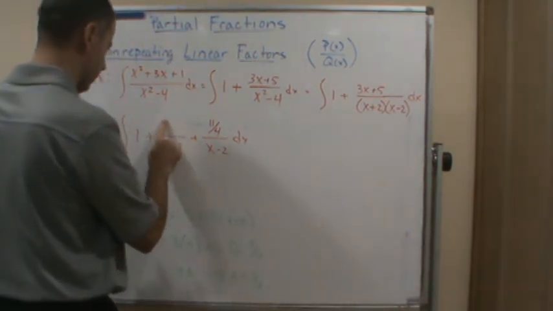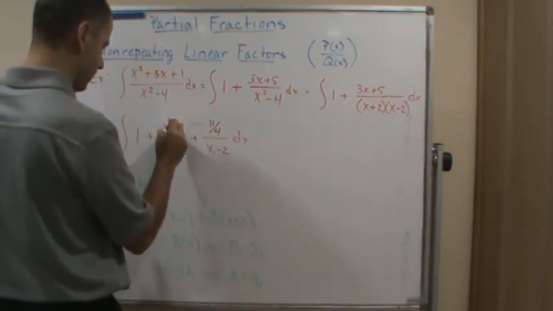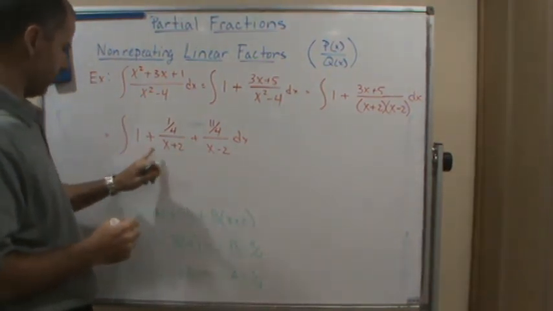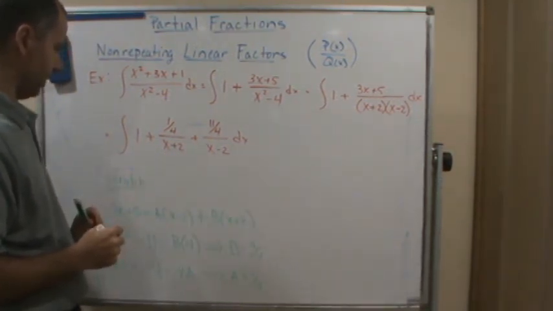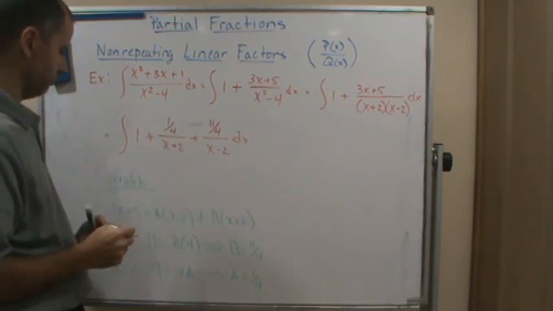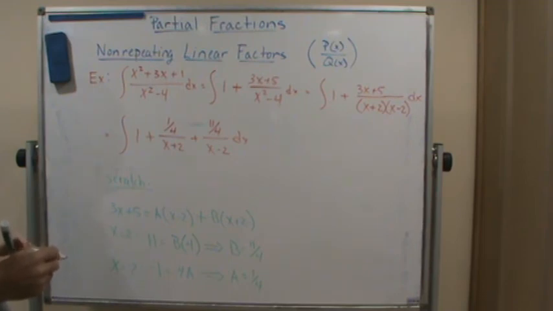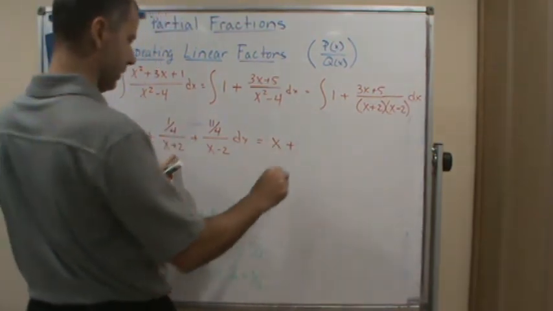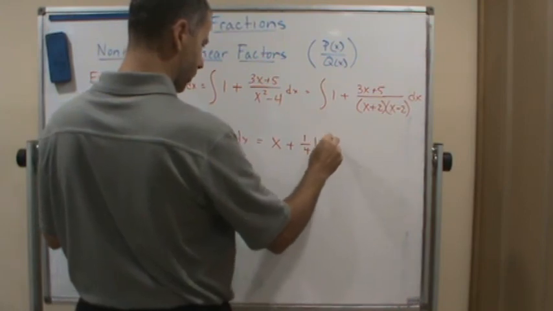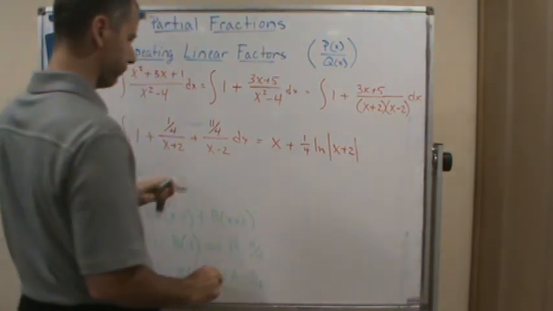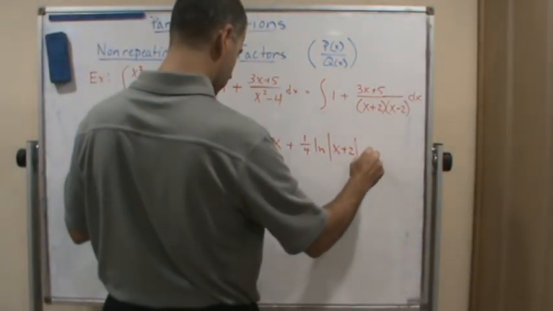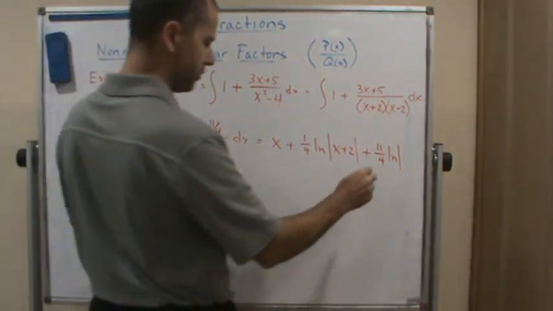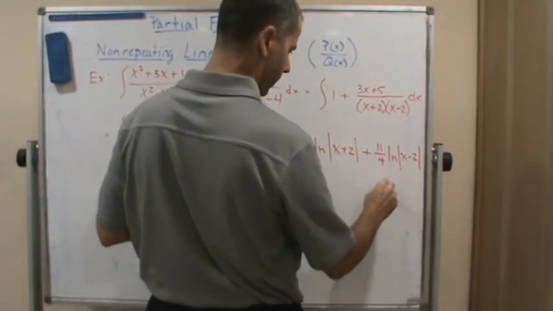And so now I'm almost done. Now I just have to integrate. And now I can easily integrate this because I can just integrate term by term. These are both going to give me natural logs, right? Because I've got du over u. So now this is going to become x plus 1/4 the natural log of the absolute value of x plus 2 plus 11/4 times the natural log of the absolute value of x minus 2 plus c.